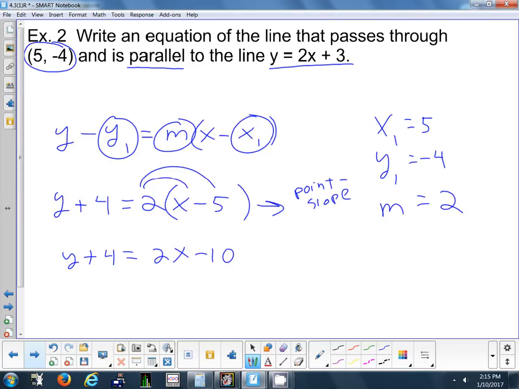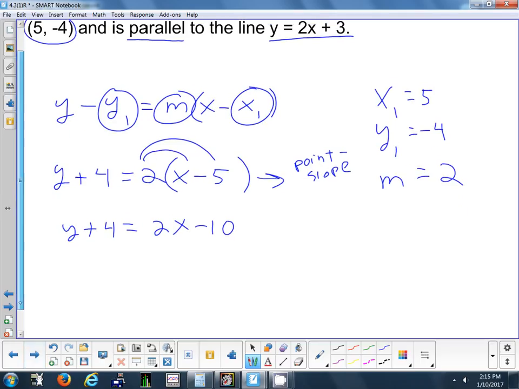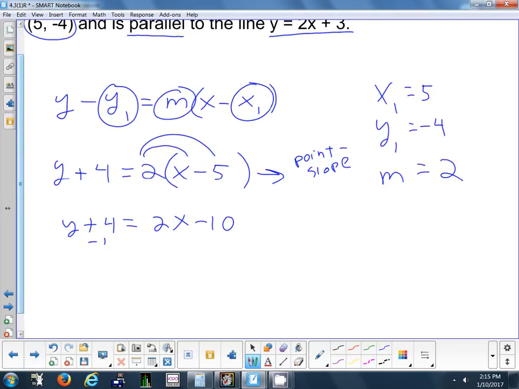Okay, is that slope intercept? No, it's kind of nothing. Now it's in between point slope and slope intercept. So now we've got to do one more thing to get it to slope intercept. Marissa? Subtract 4, subtract 4. Now once we finish it, that's slope intercept.